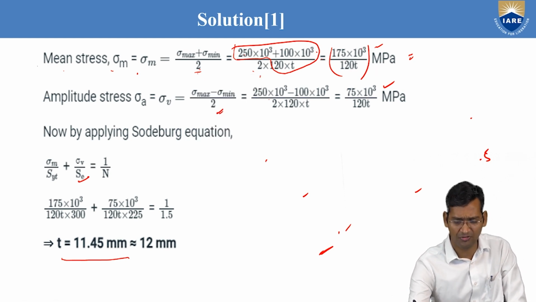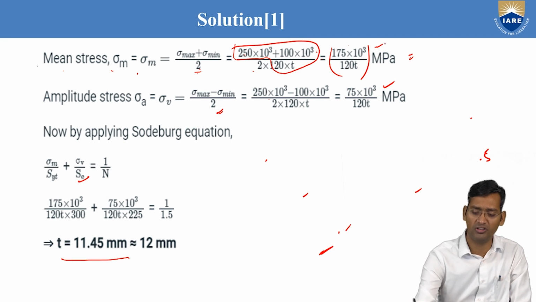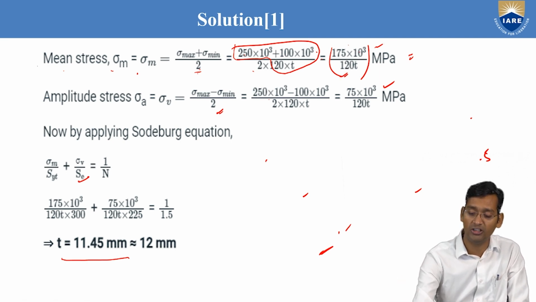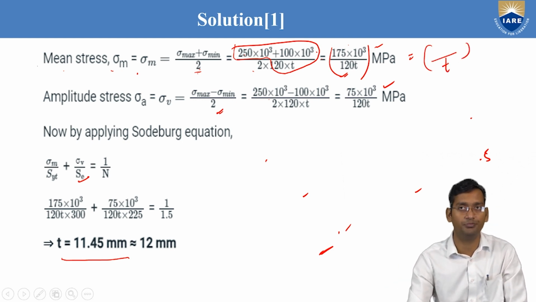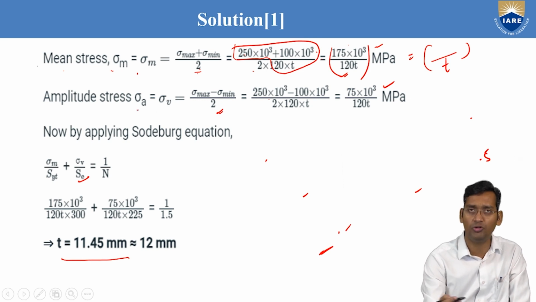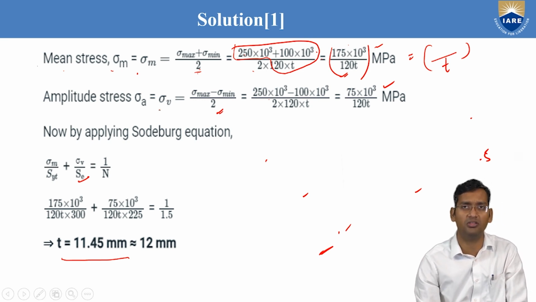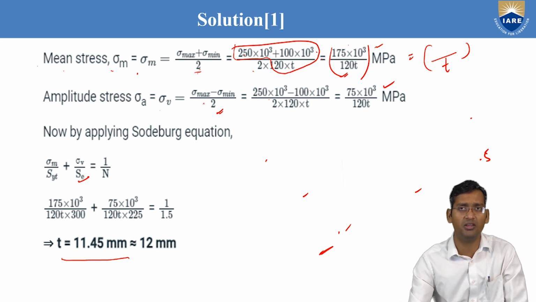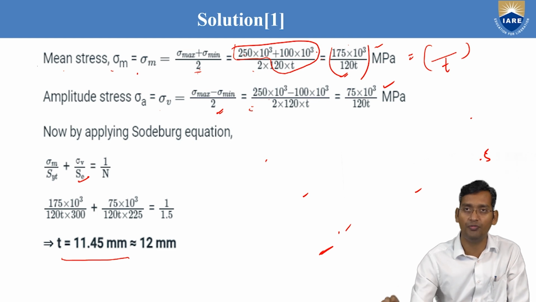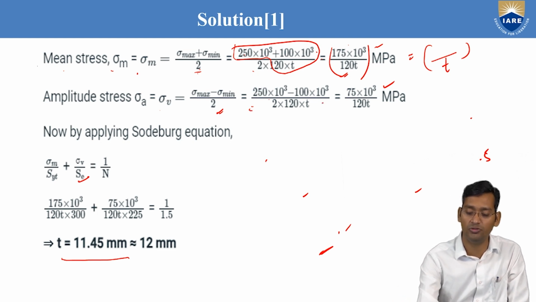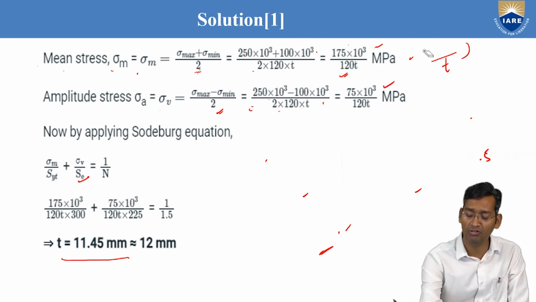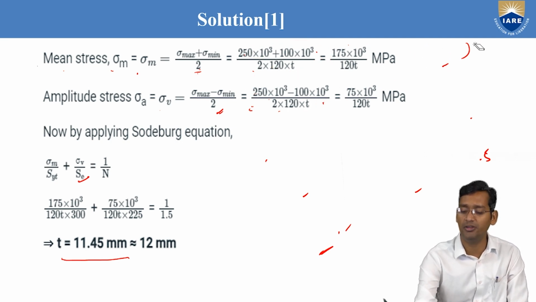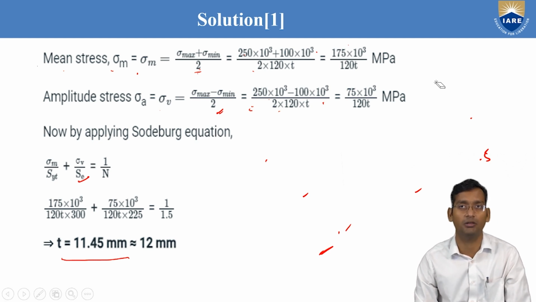This you can further simplify by putting it into the calculator. I did use the calculator, that's why this is here. Whatever value you get after solving, divided by T, will be there. Similarly for sigma a, the stress amplitude, which is the same as sigma v, equals sigma max minus sigma mean by 2. That will be 250 into 10 to the power 3 minus 100 into 10 to the power 3, divided by 2 into 120 T. After simplifying, what you will get is 75 into 10 to the power 3 by 120 T megapascal.